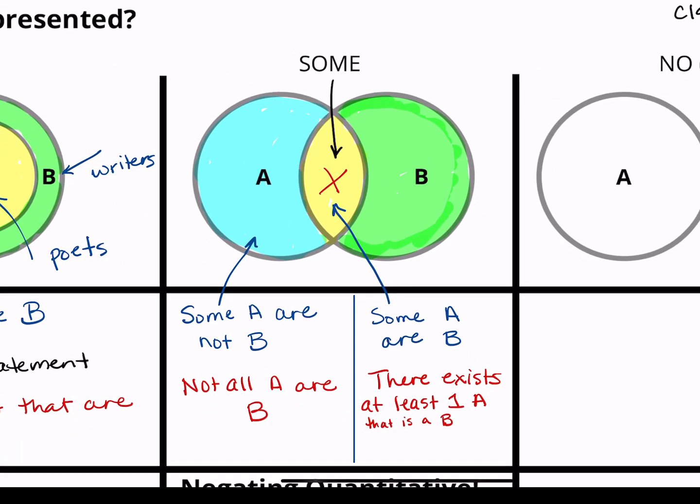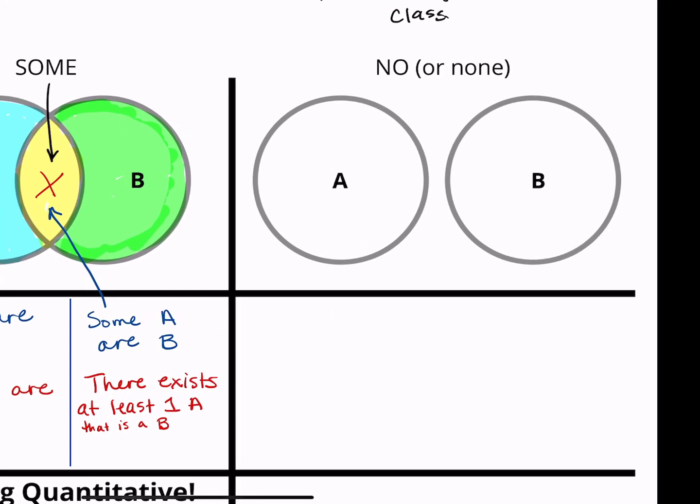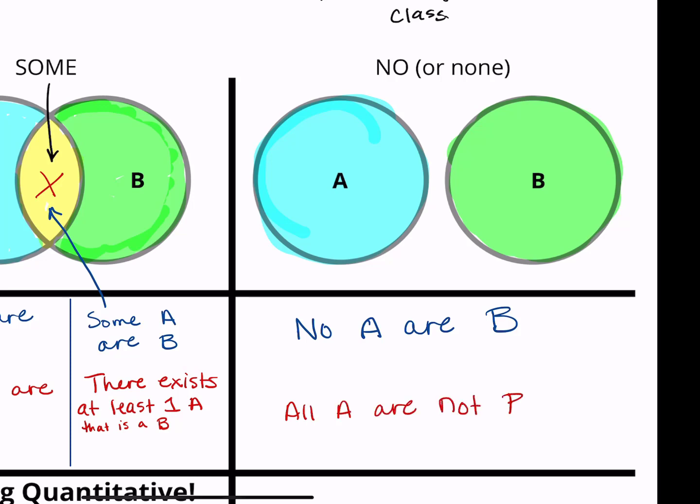All right, now we're moving on to no or none. With no or none, the value of A and the value of B are completely separate. There's no overlap at all. One is not contained in the other, so there's no crossover. So we would say no A are B. You could also shift it a little grammatically: there are none A that are B. So that's where no and none come in. Your equivalent statement is: all A are not B.